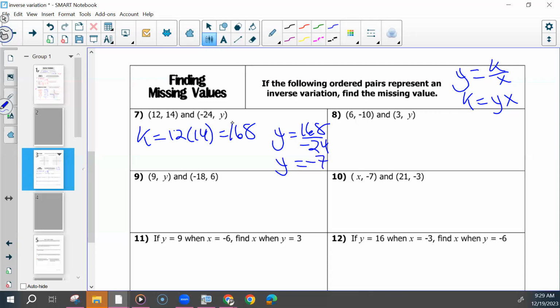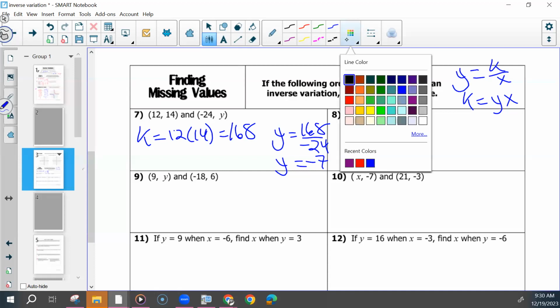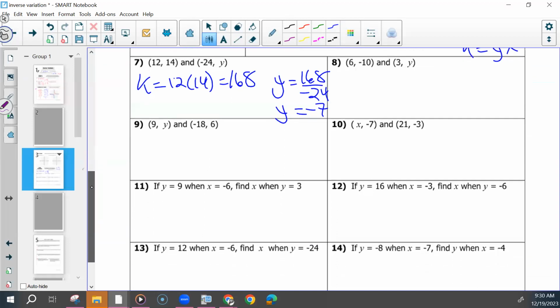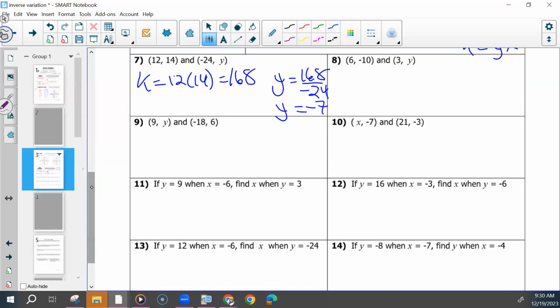So I'm not going to write it, but if we wanted to check this, we would multiply -7 and -24, and we should get 168. Questions on this process? Now we found y, let's find x, so let's do number 10. What would be our first step?